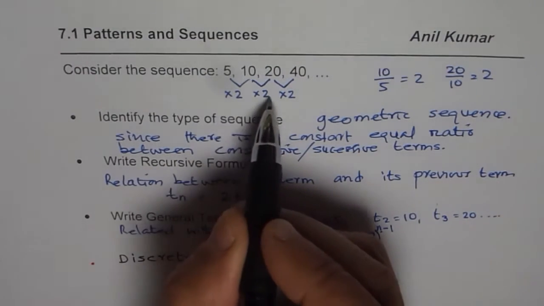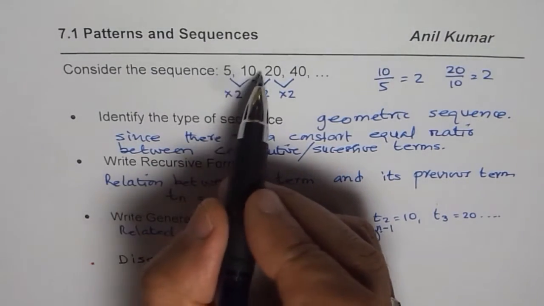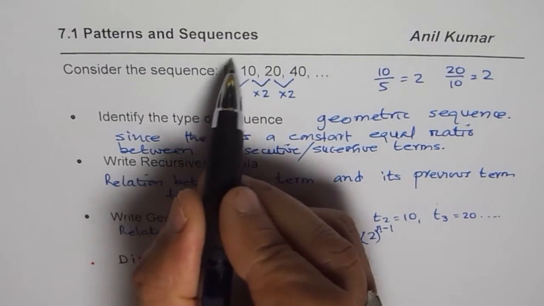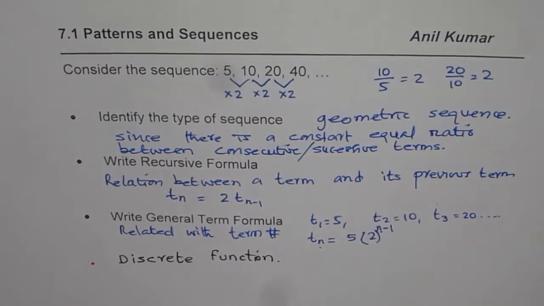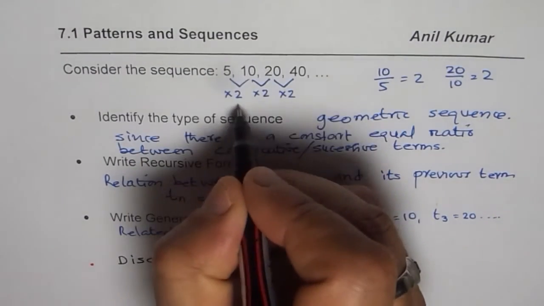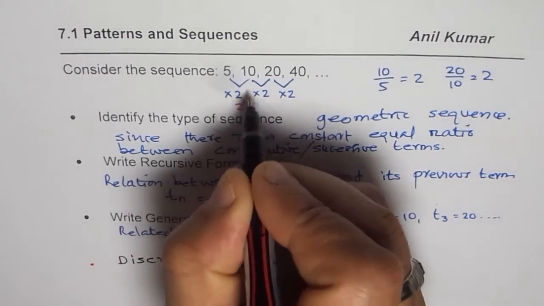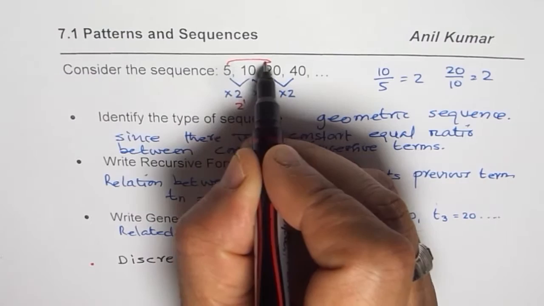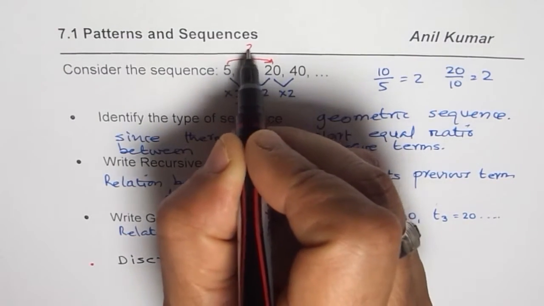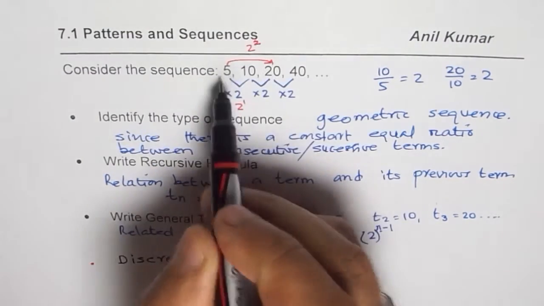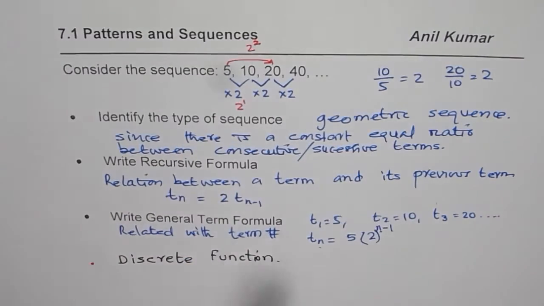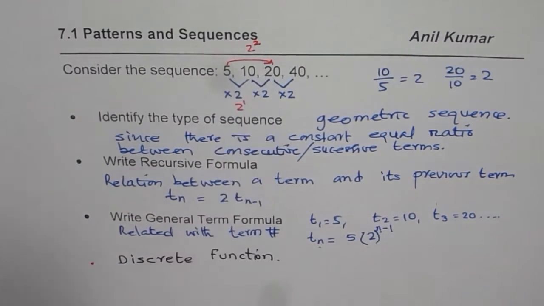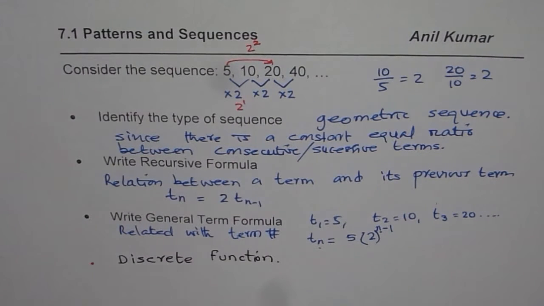You can write these multiples in relation with the first term and its product, right? So here you multiply the first term by 2 to the power of 1 and get the second term. And then if you want the third term, you have to multiply by 2 to the power of 2. That is 5 times 4 is 20. Do you see that? So this power is 1 less than the term number, and that is why we have this formula, right? So that is how you can write general term formula for a given sequence.